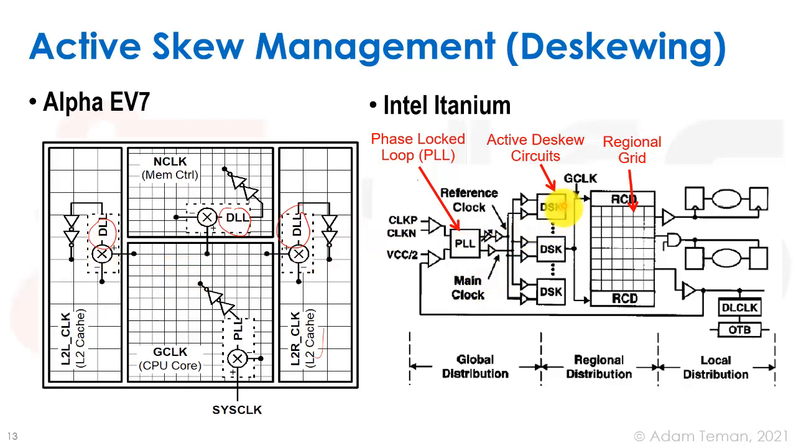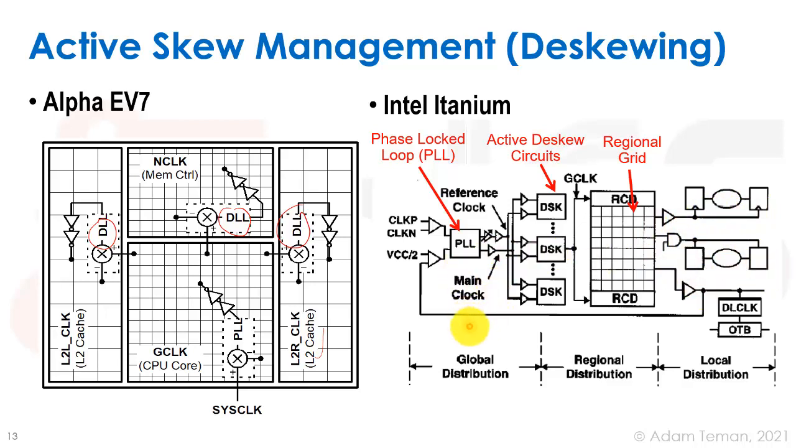Another way to look at it is these de-skewing circuits, which is also basically a DLL that was used by Intel in the Itanium, and we had our PLL driving the different areas that then went through a DLL and into some sort of a clock grid that gave the actual clock signal to the flops. So that's something that can be done.